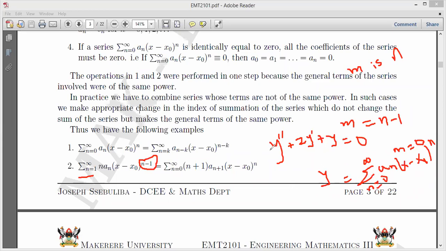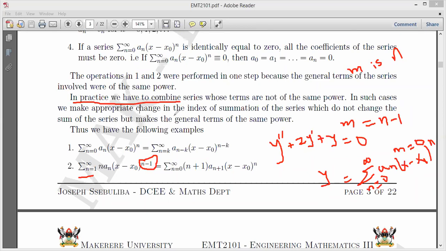But be mindful that when you substitute into this, the lower limit is going to change. When you substitute into y prime, n will be running from 1 to infinity. I've already demonstrated this. So if you do that, remember when you are solving, you are going to have an issue of having different powers and then different indices. That's why we started by saying that in practice, this is where I started.